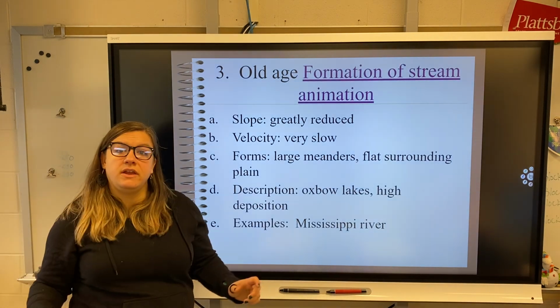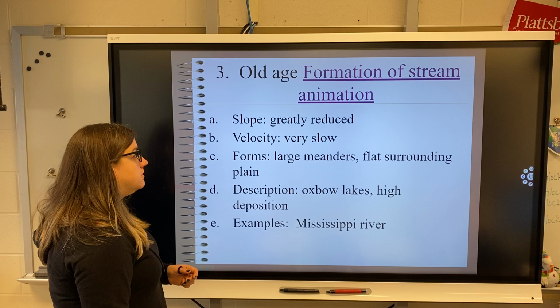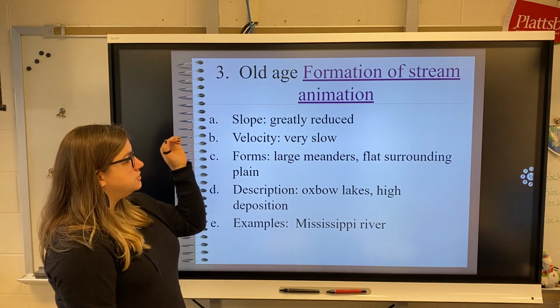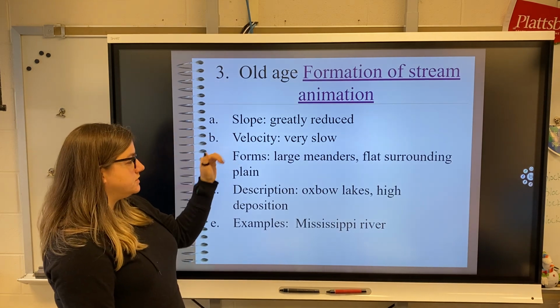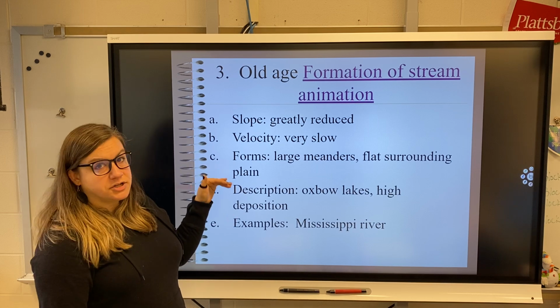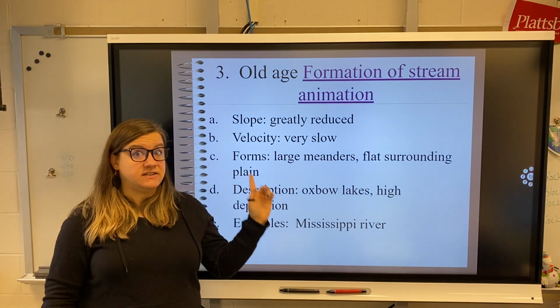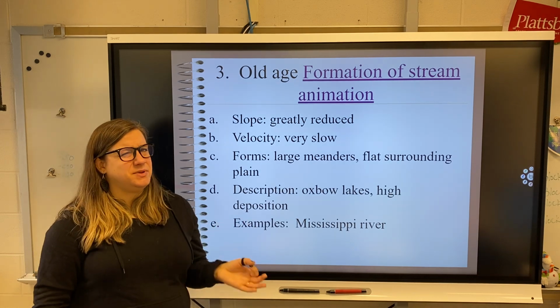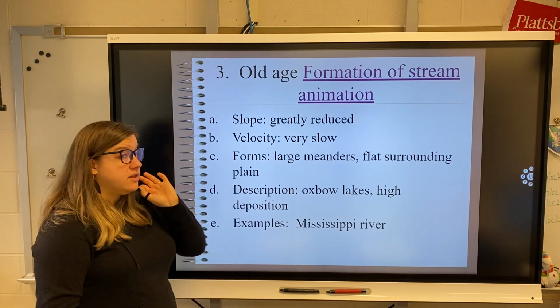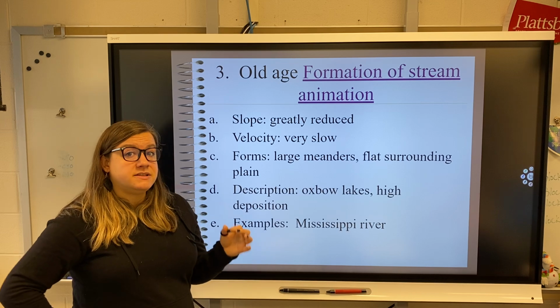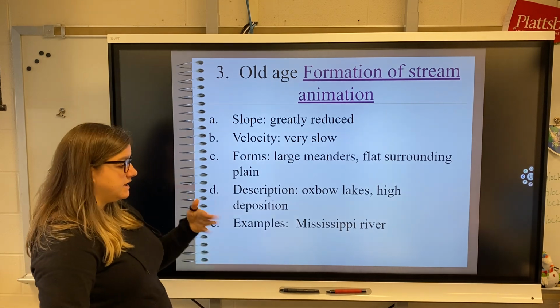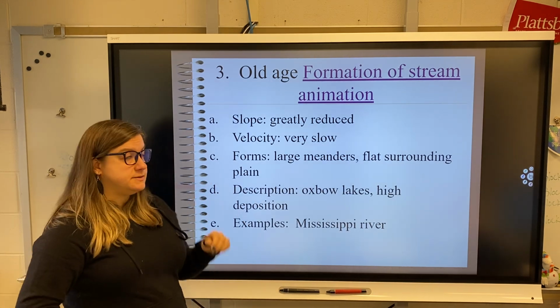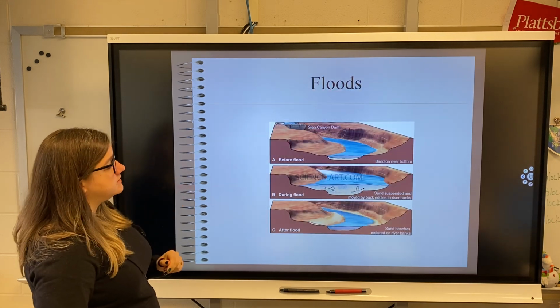And then you have your really old age rivers and streams. Slope's gonna be really low, water's gonna move really slow, large meanders, flat surroundings, lots of oxbow lakes happen with this one, lots of deposition. The Mississippi is pretty old. The other one around here that's pretty old is the Battenkill. That one has a lot of meanders, lots of little oxbows, kind of goes all over the place.